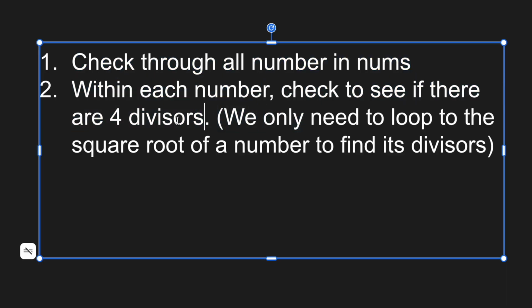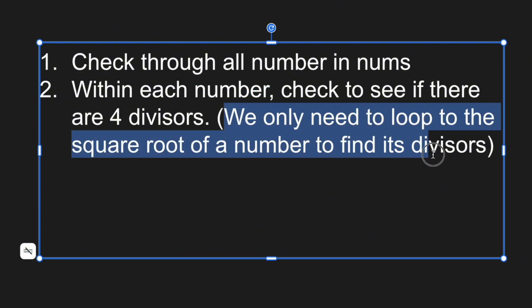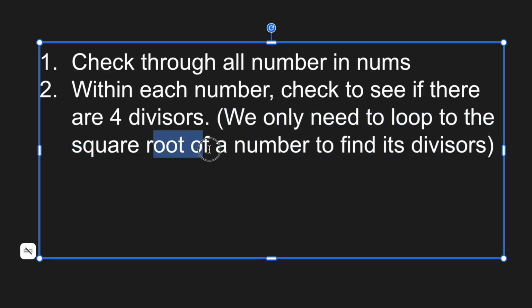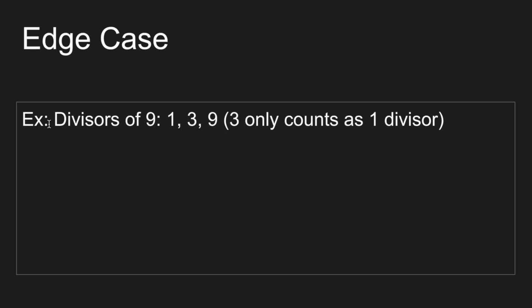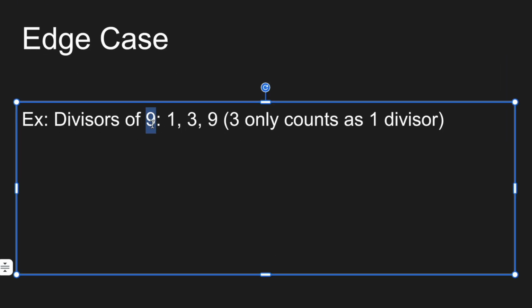divisors. And rather than looping from 1 to that specific number, we actually only need to loop to the square root of that number to find its divisors. And if the number does not have a square root, then we will take the floor of the square root of that number. And if there are 4 divisors, then we will add the sum. And in the end, we will return the sum of divisors of all the numbers that have 4 divisors in the array. And there will be a small edge case where, let's take 9 as an example.